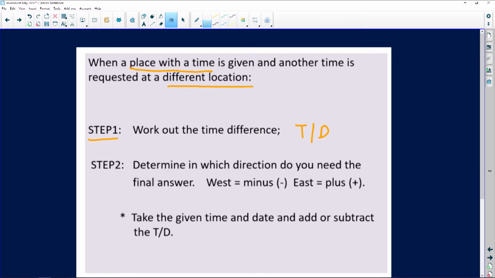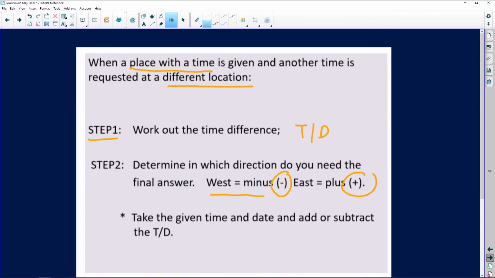Here's the added step. Determine in which direction you need to find your final answer. When you need the answer towards the west, you're going to minus the time difference. When you need the answer towards the east, you're going to plus. All right, guys, this is very important. It's all about direction.